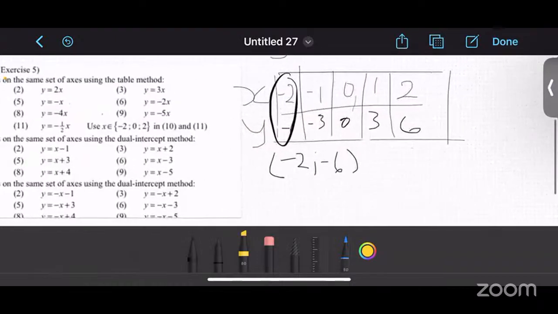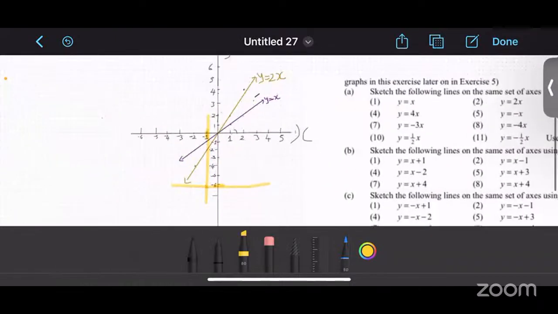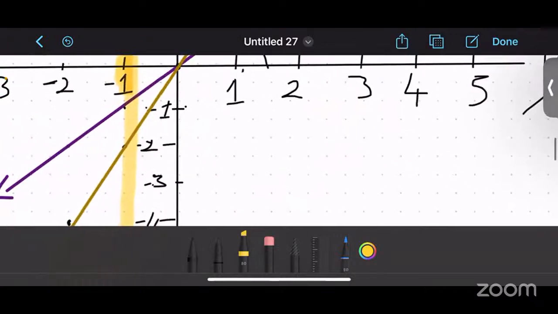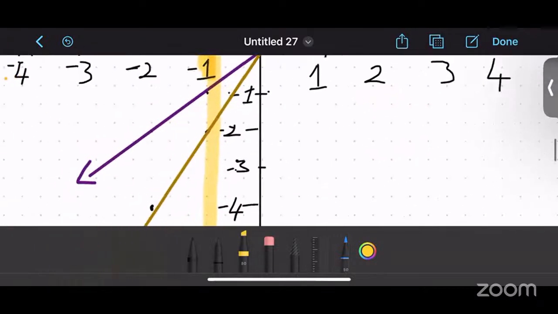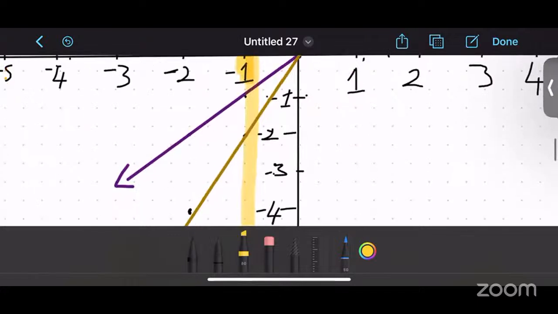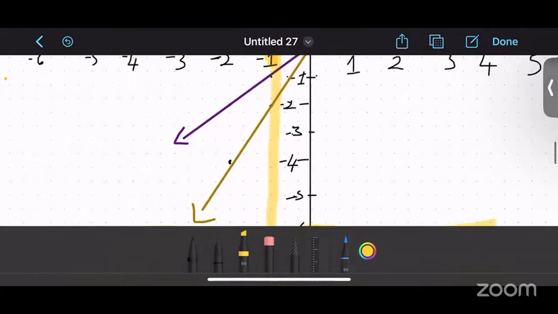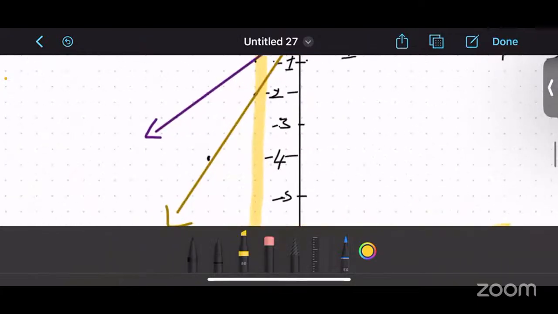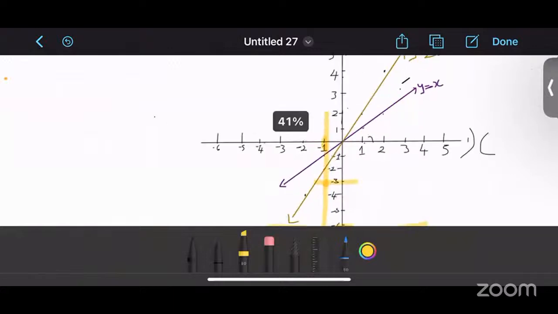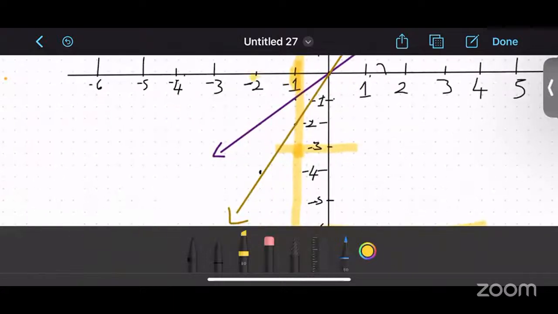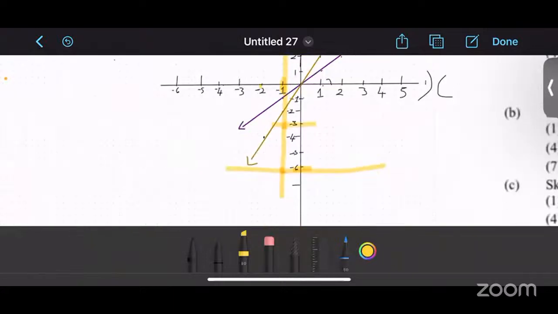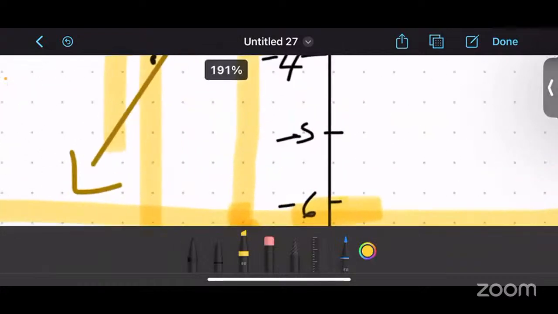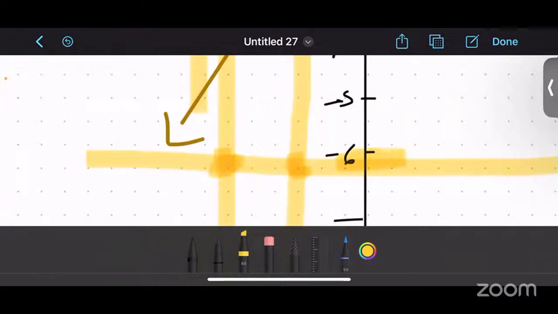We have -1 and -3. Okay, sorry, I think I made a mistake. I was right. -2 and -6, not 1. So this is 3. So that means the point is going to be here, and then for this -2 and -6, you're going to have a line like this going that way. So that means they meet here. So it's going to be here.